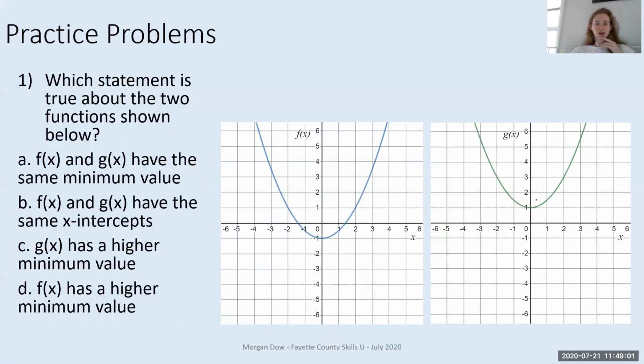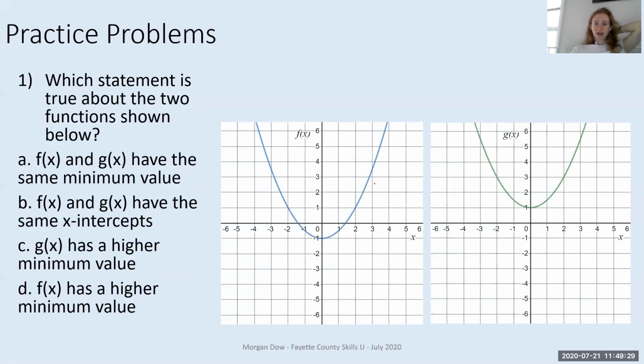So before I even look at my answer choices, I'm just going to compare these 2 things myself. I'm going to ask myself what's similar about these and what's different. So what's similar about them? Well, they're both quadratic functions. They both have this parabola curve, this special U-shaped curve here. So they're both quadratic functions.